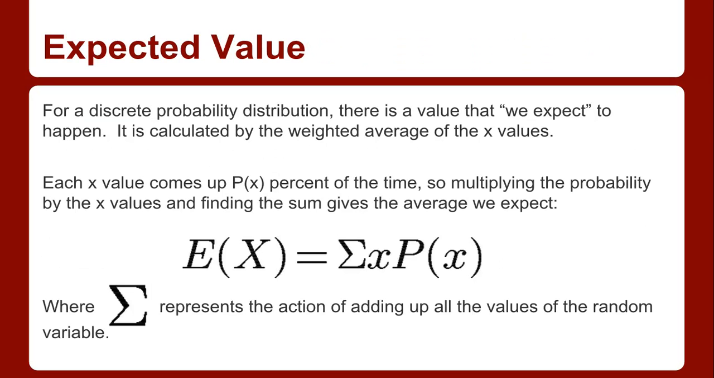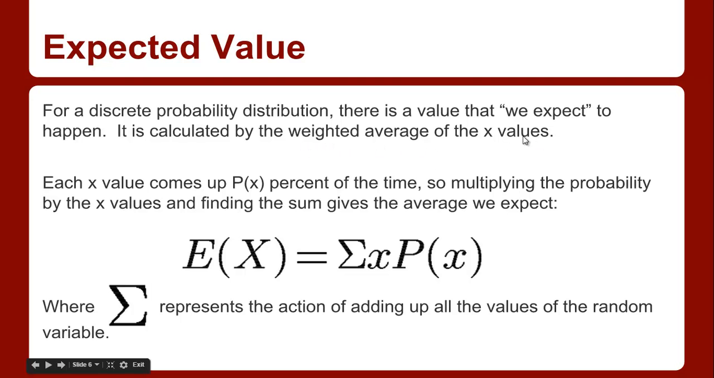Again, another theory slide. The expected value, or the average of what we expect to happen. For a discrete probability distribution, there's a value that we expect to happen. So if you're flipping a coin, you expect to get heads one time and tails one time, and so we expect heads to come up half the time. And so if we call heads 0, tails 1, we expect to get 0.5. Maybe that's a little confusing. But it's calculated by the weighted average of the x values.